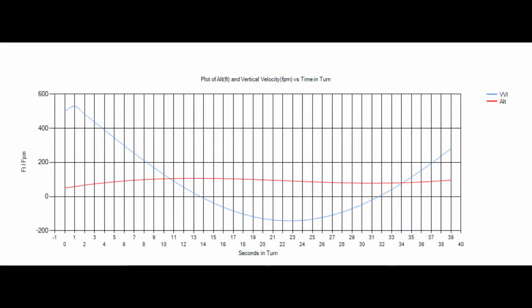This plot of altitude and VVI has got to be really scary from a pilot's perspective. We started the turn with a 500 feet per minute rate of climb. We know that. And we can see that it rapidly deteriorates down to minus 134 feet per minute. And the altitude throughout the turn remains relatively constant.